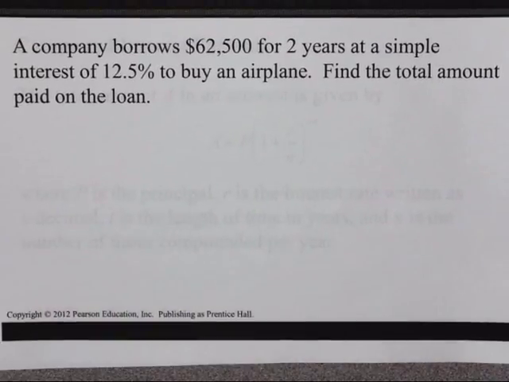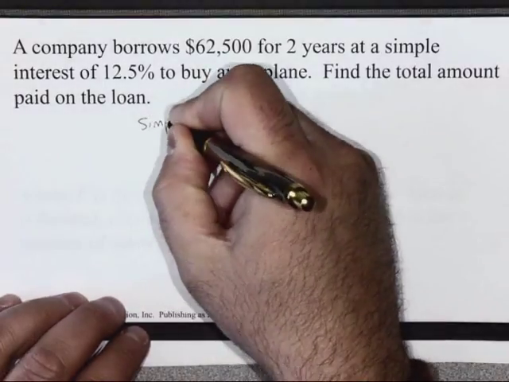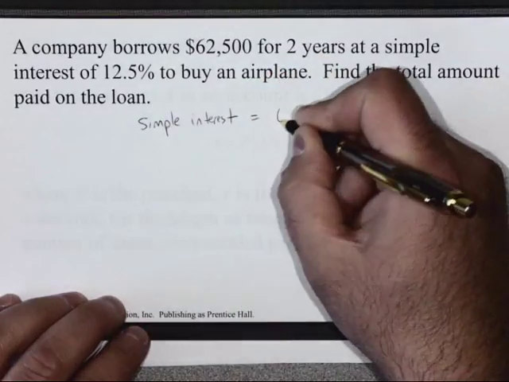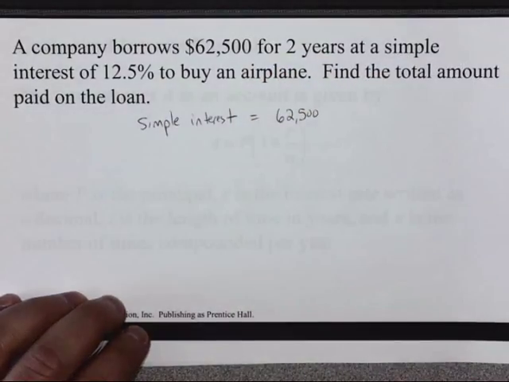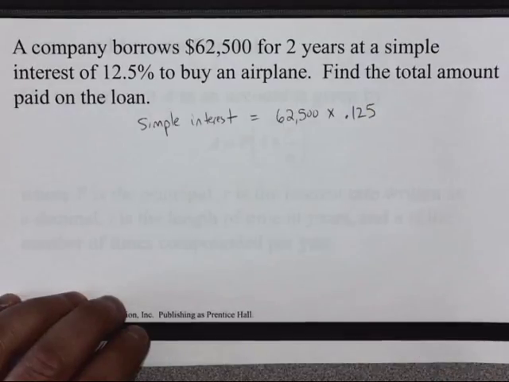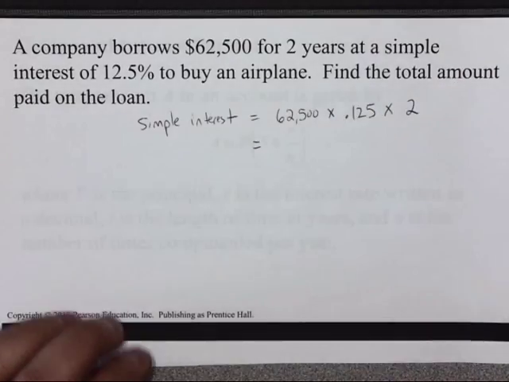Alright, so a company borrows $62,500 for 2 years at a simple interest rate of 12.5%. Okay, so interest is only taken on the principal with simple interest. So to find the simple interest, we take the principal, $62,500, so that's how much we borrow. Multiply it times the interest rate as a decimal, so I'm going to make 12.5%, 0.125, and then multiply it times the number of years, so times 2.